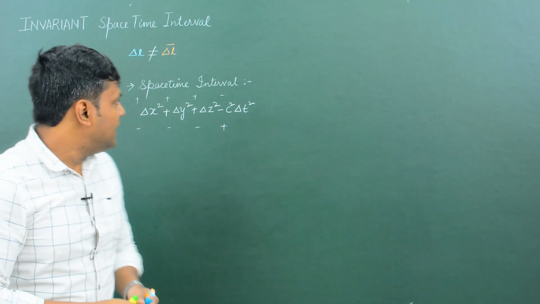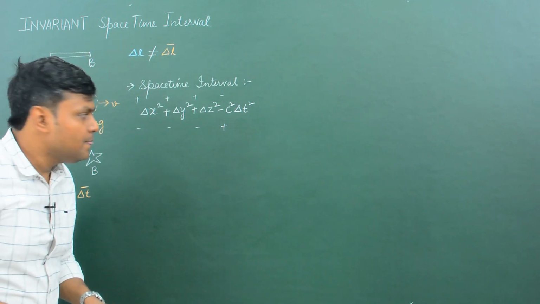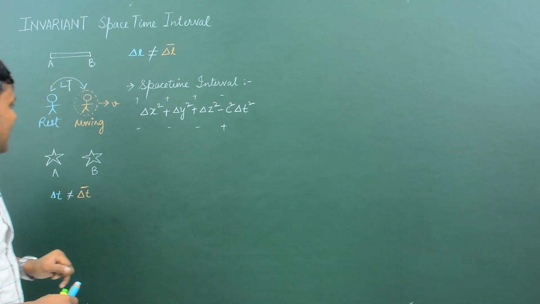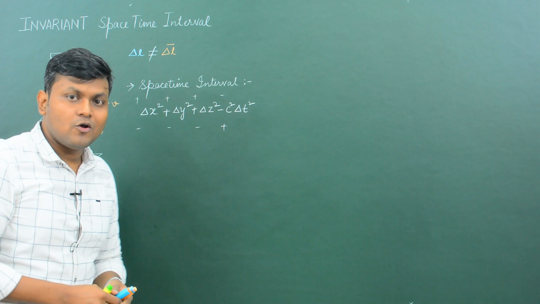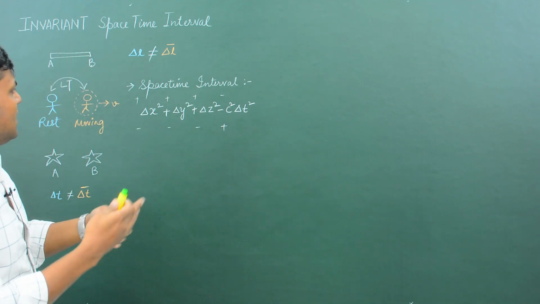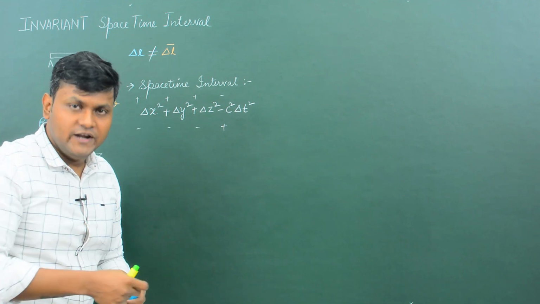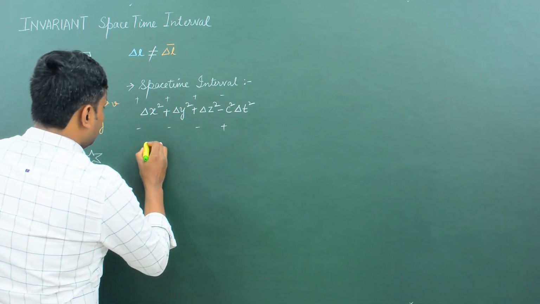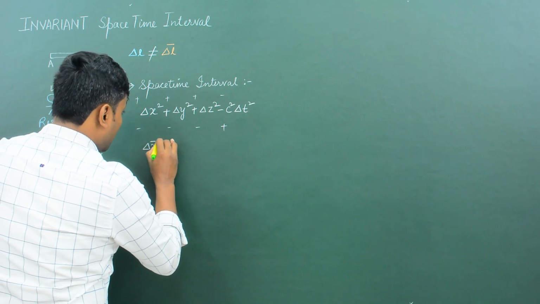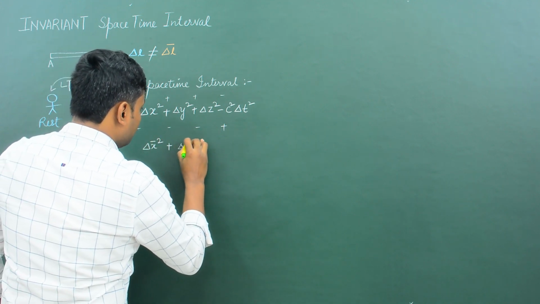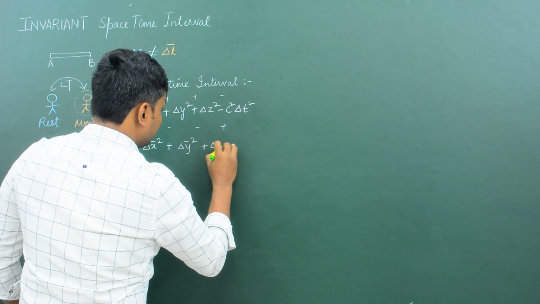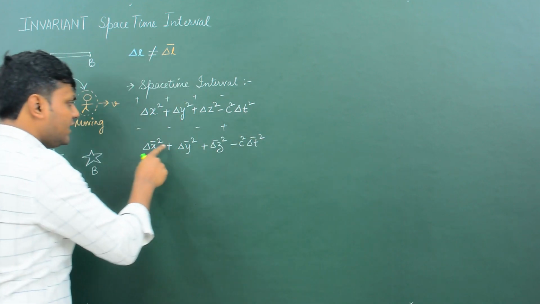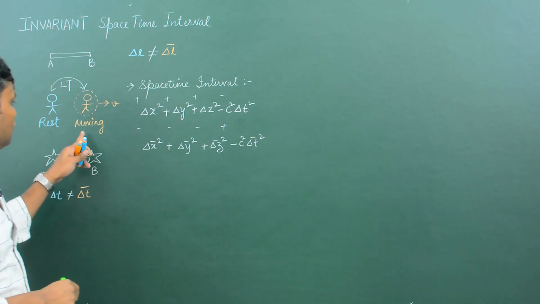It means that if there are 2 physical events, A and B, and this quantity is measured by an observer at rest, and a moving observer also measures this quantity, but his x, y, z coordinates may be different. So he may say that his quantities are in fact del x bar square plus del y bar square plus del z bar square minus c square del t bar square. The bar here is to signify that the measurements are made by the moving observer.